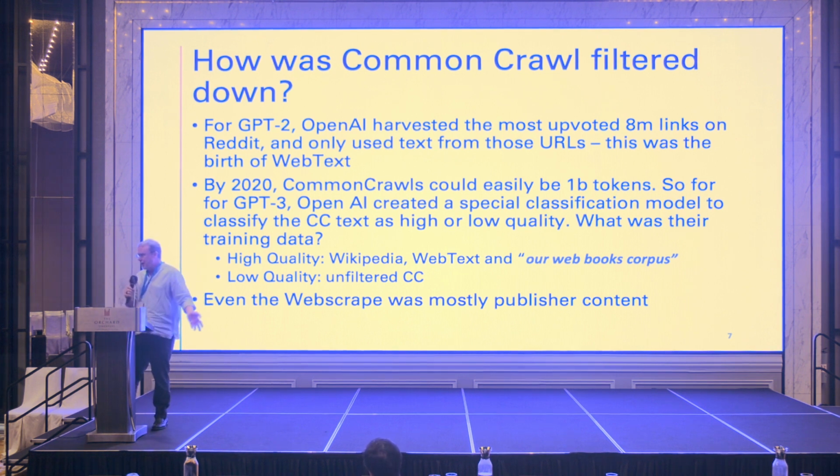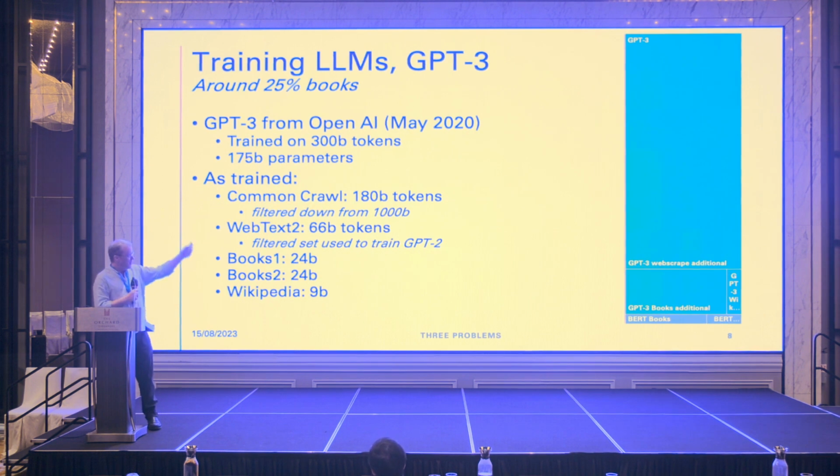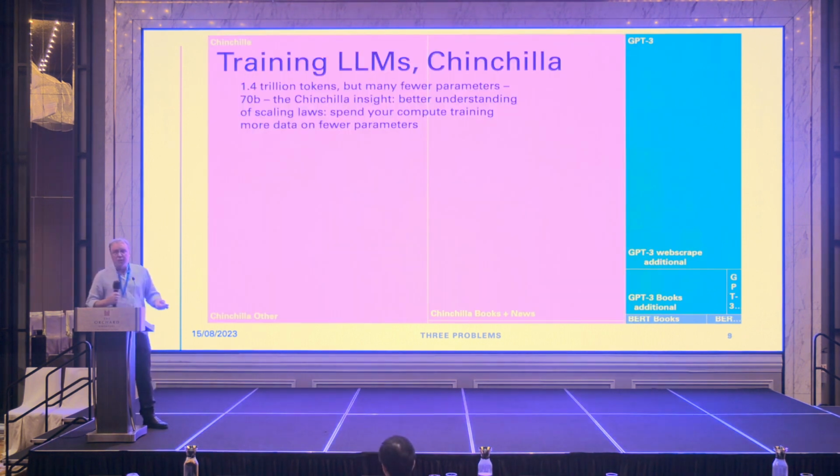This is a long time ago. Now we're in 2023. Things have changed, right? Now we're talking about, instead of just 300 billion tokens, with books being there, now we're talking about, what, 1.4 trillion, 2 trillion tokens for Llama 2. Surely publisher content can't be part of that. It's got to be just the wilds of the internet.